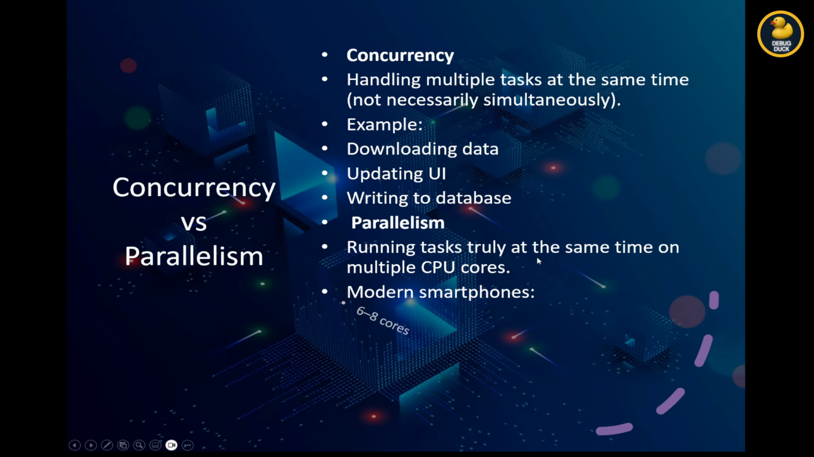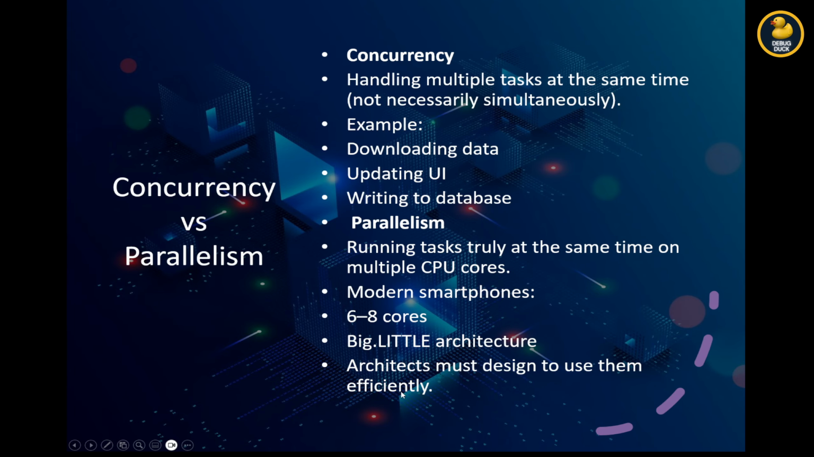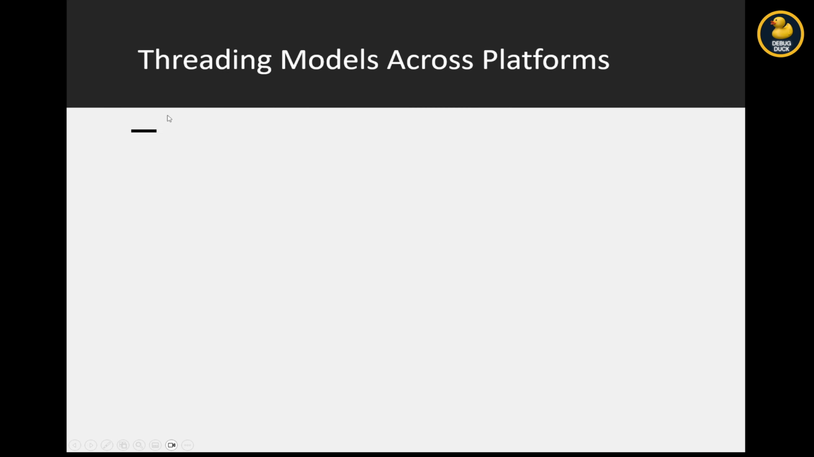Modern smartphones have 6 to 8 cores, with big.LITTLE architecture. Architects must design to use them efficiently.